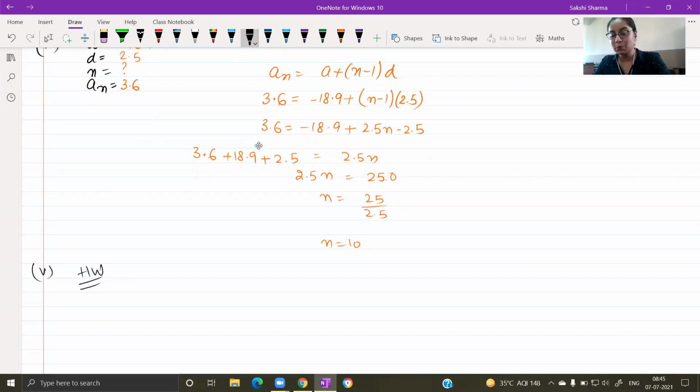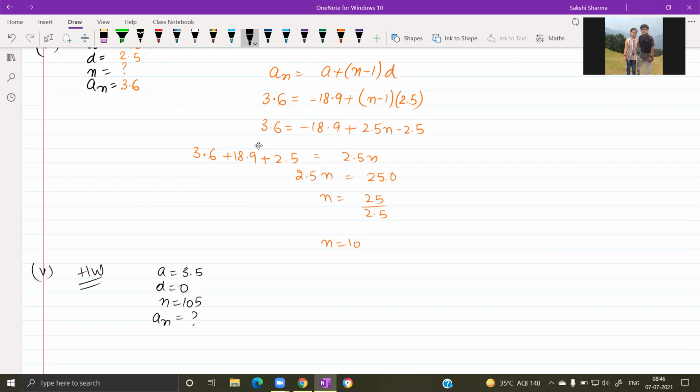Fifth part I'm giving you as homework. This one's actually very easy. You are given the first term as 3.5, if I'm not mistaken. Is it 3.5? Please check. Yes, ma'am. D is 0 and N is 105. You have to find out AN. Since the common difference is 0, you can directly answer that the nth term will also be 3.5. Or you can just show your work that A105 will be equal to 3.5 as well.